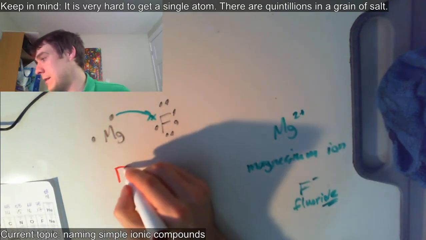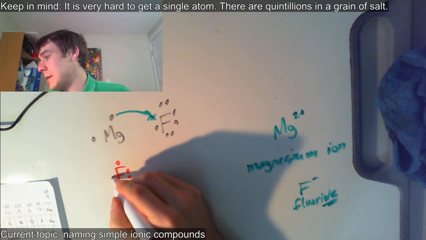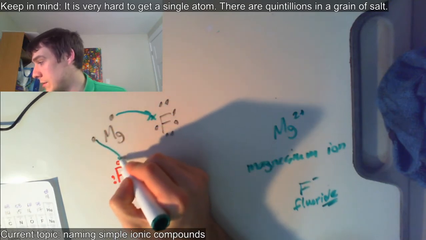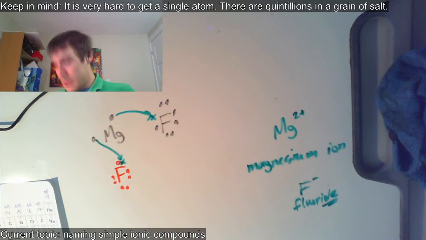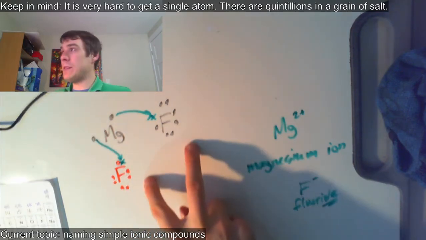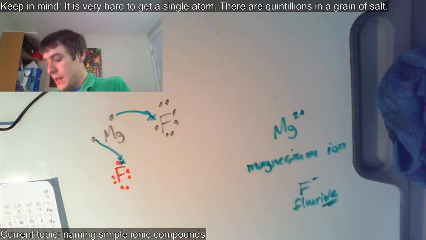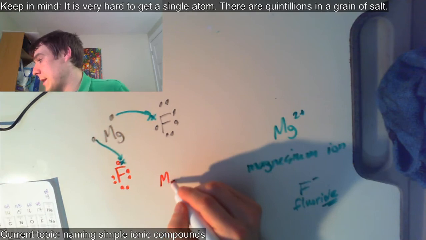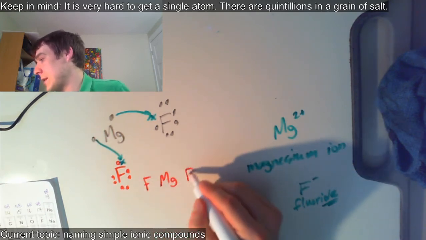There are, as I said, billions and billions of these things. So what's going to happen is the second electron is going to go to a different fluorine. So what you're going to end up with is one magnesium and two fluorines. One magnesium and two fluorines. So we could maybe draw it like this.